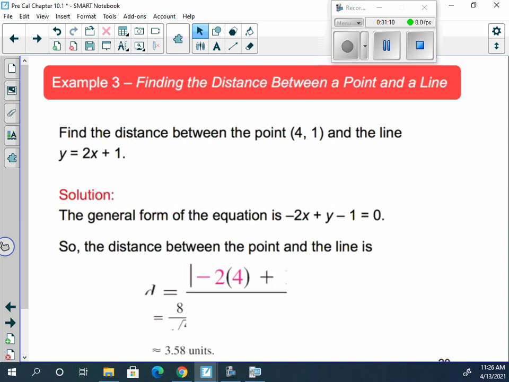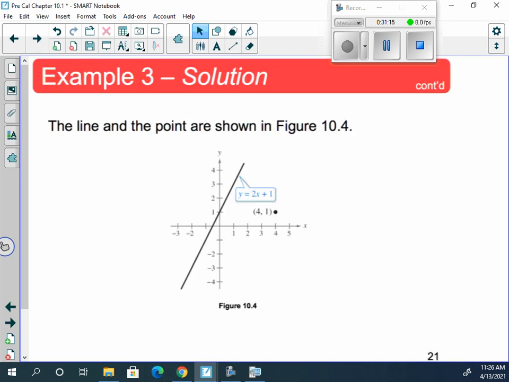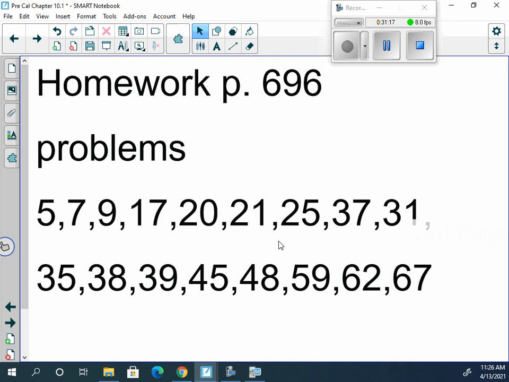That's about 3.58, or 8 over the square root of 5. It didn't copy over well. And that is it.